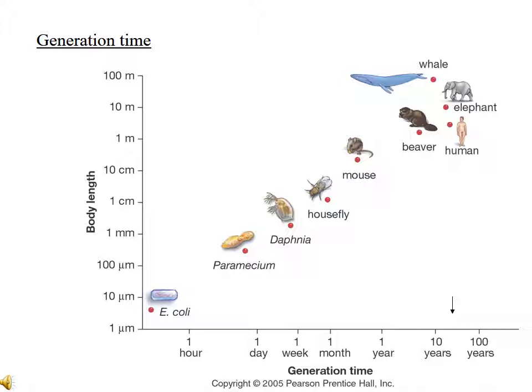The daphnia in a week. Housefly in a month. And as you can see, as you go up in the complexity of an organism, humans, of course, do not reach reproductive age until 15 or 16. So this is an interesting concept that we need to understand.